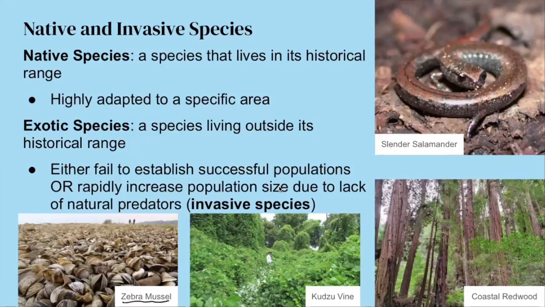Well, zebra mussels are local. And then kudzu vine, which is primarily more in the southern United States. But this is also really rampant. It spreads and grows really quickly and is super, super invasive.